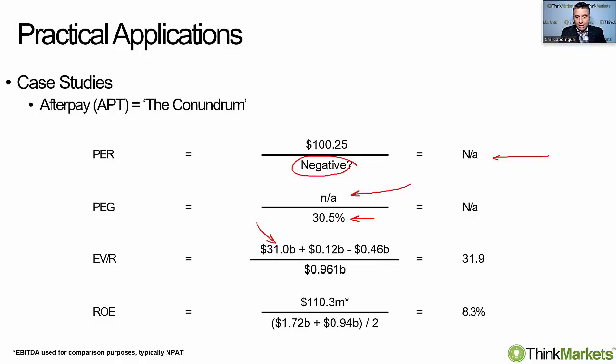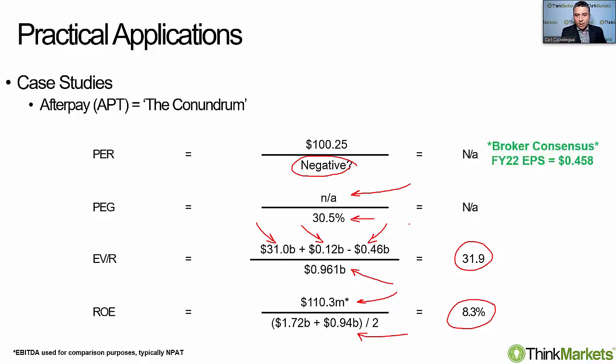Market capitalization, the debt was 122 million, cash was 460 million. We projected $961 million worth of revenue to give us an enterprise value to revenue of 31.9. We projected 110 million in EBITDA for the full year, and we got our total equity numbers to get our average, and it gives us a return on equity, assuming EBITDA, of 8.3%.